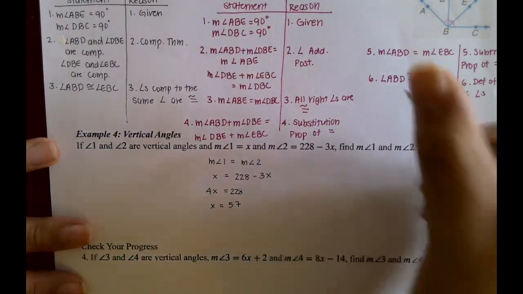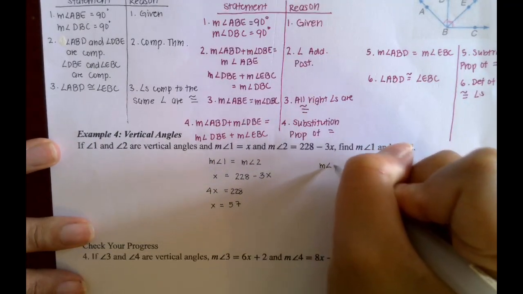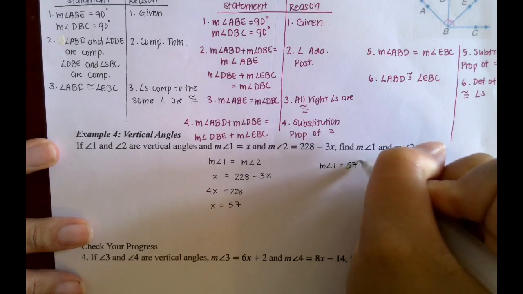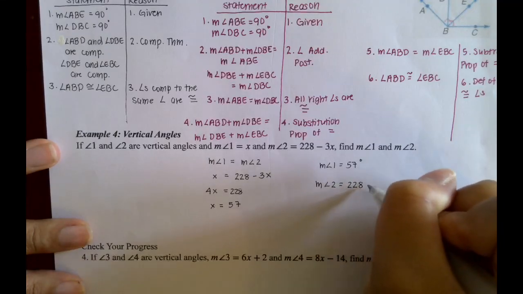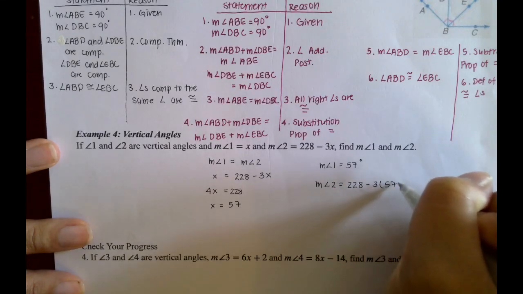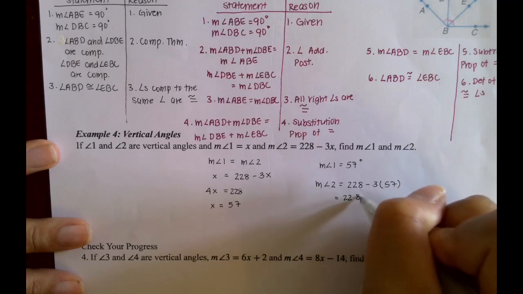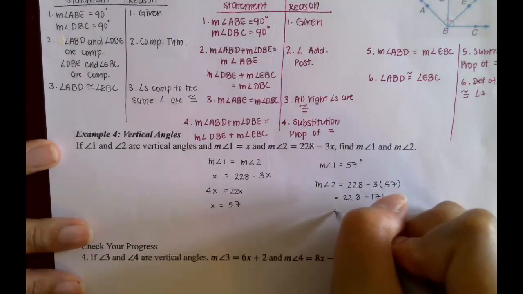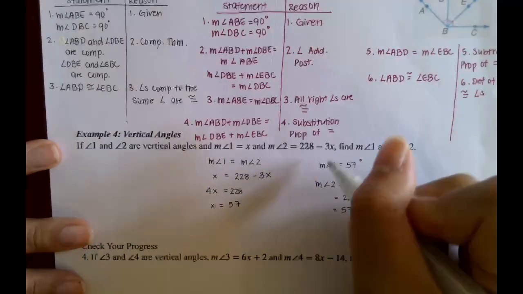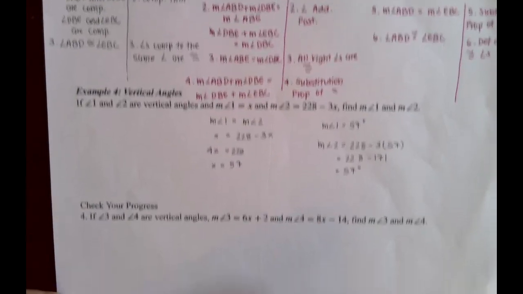Now that I know that x equals 57, I can substitute it in. So for the measure of angle 1, which is just x, it should be 57 degrees. Measure of angle 2, I should know should be the same, but let's just check to make sure our math was correct by substituting 57 for x. So 228 minus 3 times 57. 3 times 57 is 177. And 228 minus that is 57. I was correct. Both of them are 57 degrees. They should be equal because they are vertical angles and they are congruent.